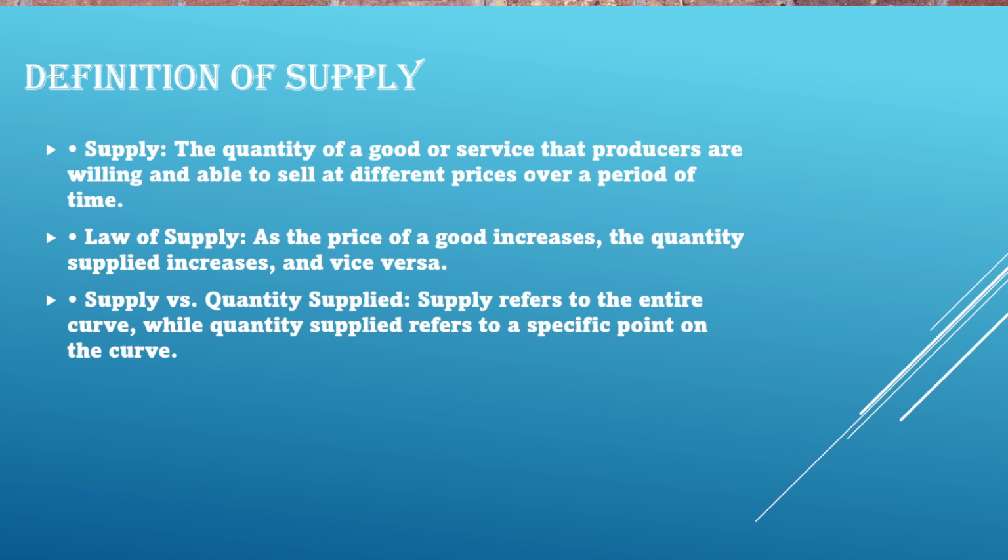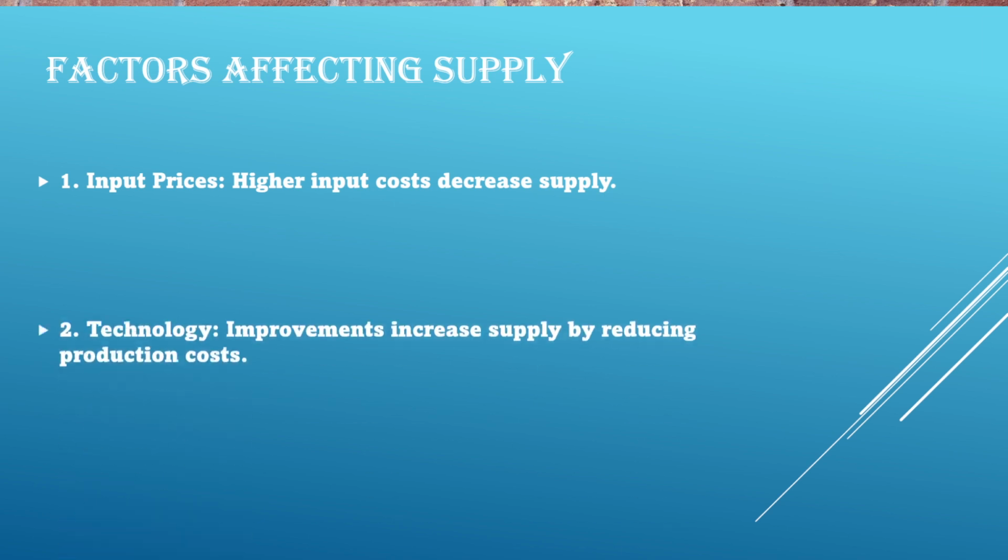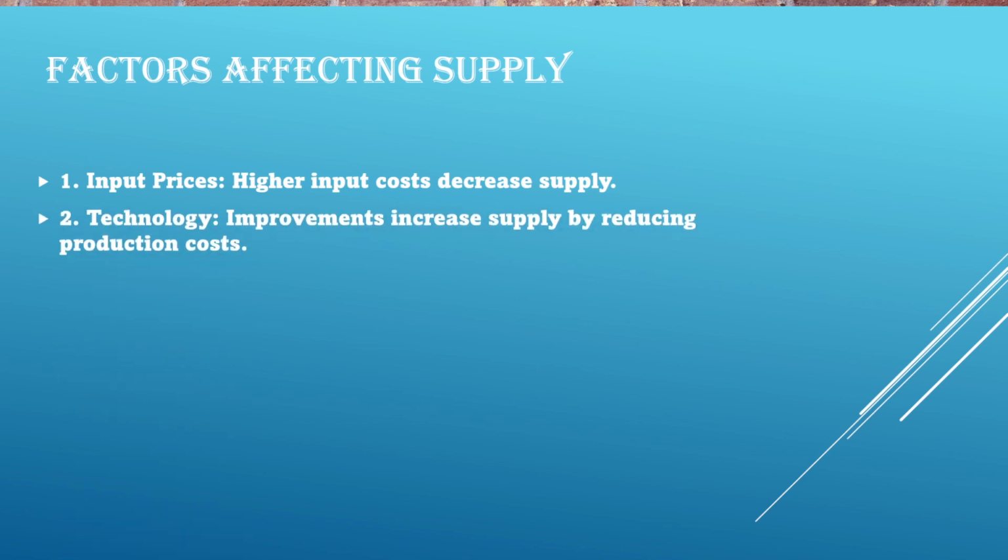Okay, so what affects supply then? If price affects quantity supplied, what affects supply? And it's the same kind of concept as demand. We have input prices. Higher input prices cause cost to increase and decrease supply. Technology improvements increase supply by reducing production cost.